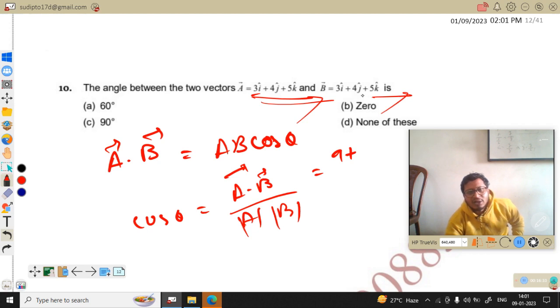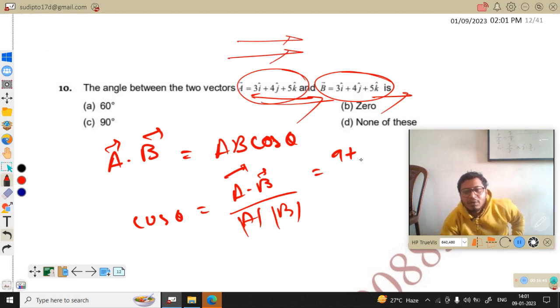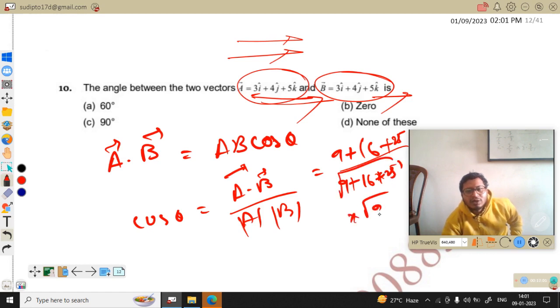This angle is 0 degrees, but we are solving it anyway. We know this is the same vector, so what is the angle? They are moving in the same direction, so the angle is 0. But I am also solving this. The dot product is 9 plus 16 plus 25 by the A vector magnitude, root of 9 plus 16 plus 25, and B is also root of 9 plus 16 plus 25. So this cancels, it will be 1. So cos theta equals 1.